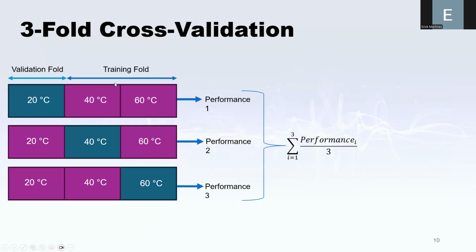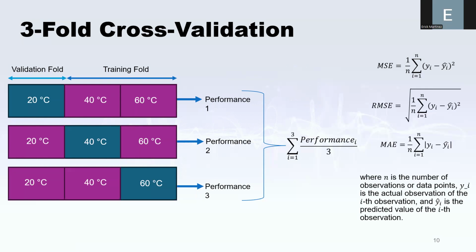To validate this process, or the fitting of the Hammerstein model, we use a threefold cross-validation process in which we use some part of the data for training the model and the other for validating. We basically switch the driving cycles that we had for the different coolant inlet temperatures, take the performance of the validation fold, and then average the results. To measure the performance, we base the analysis on three metrics: the mean square error, the root mean square error, and the mean absolute error.